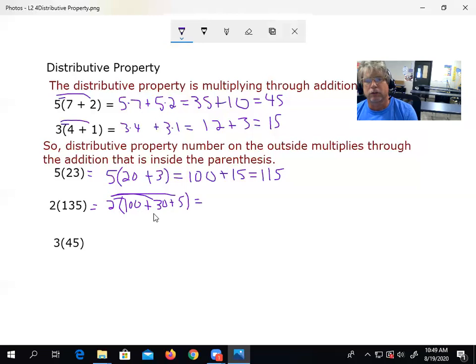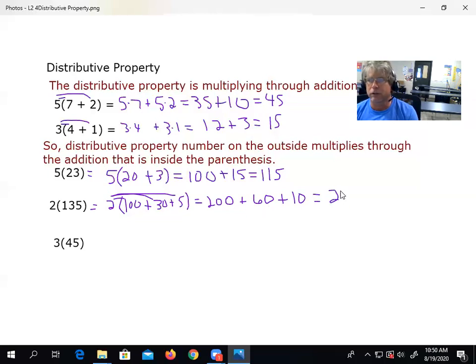2 times 100, again, 2 times 1 would be 2, and then you have those 2 trailing zeros. That makes a 200. And then we have 2 times 3, which is 6, with 1 trailing 0, makes 60. And then you have the 2 times the 5, which is then the 10. So those 3 pieces now get added together. So 200 plus 60 would be 260, plus 10 more would be then the 270. So that's how distributive property works.